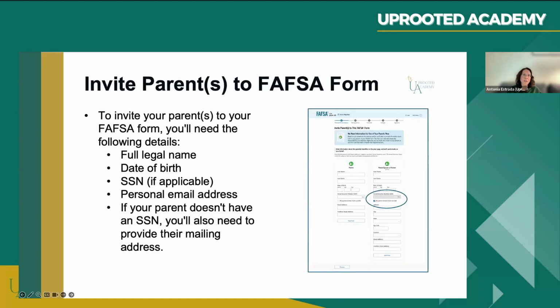To invite parents to the FAFSA form, students will need the following details: full legal name, date of birth, and social security number if they have one. If not, they would select this option here: My parent doesn't have a social security number. And if your parent doesn't have a social security number, you also need to provide their mailing address.